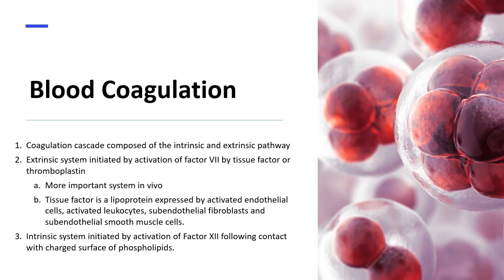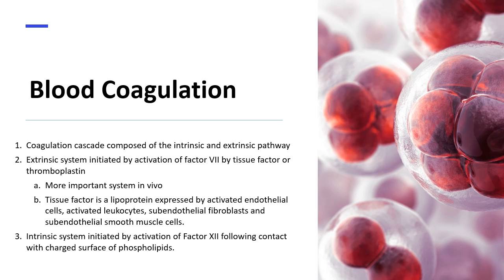The coagulation cascade is composed of the intrinsic and extrinsic pathway. The extrinsic system is initiated by activation of factor 7 by tissue factor or thromboplastin. It is the more important system in vivo. Tissue factor is a lipoprotein expressed by activated endothelial cells, activated leukocytes, subendothelial fibroblasts, and subendothelial smooth muscle cells.